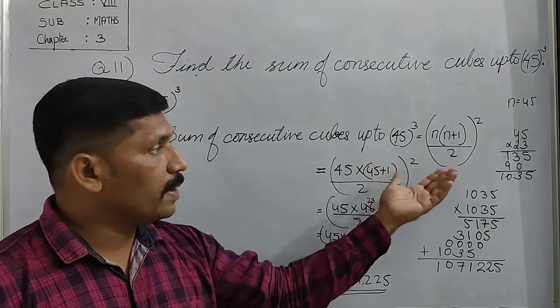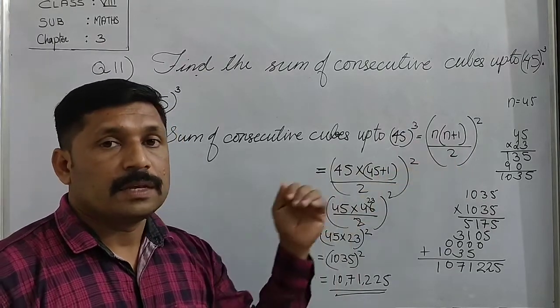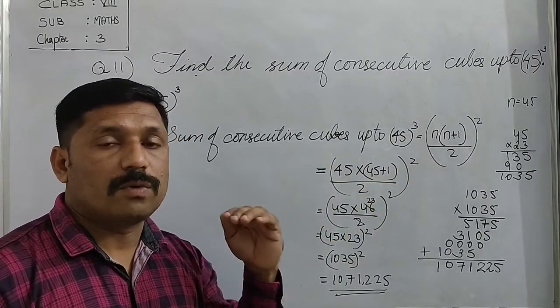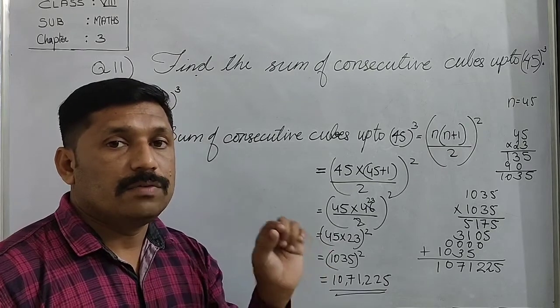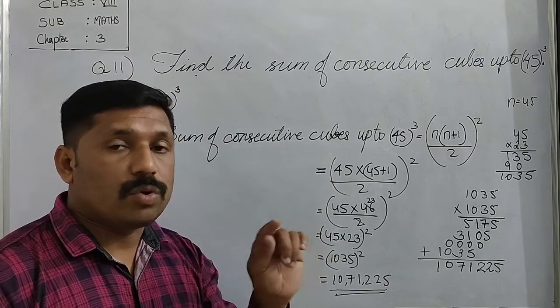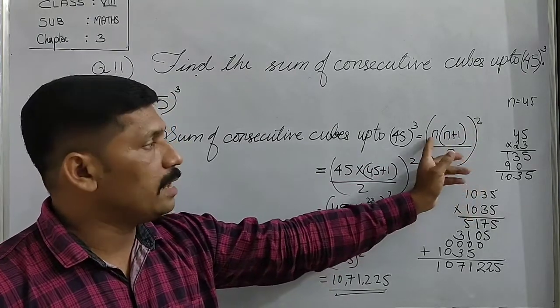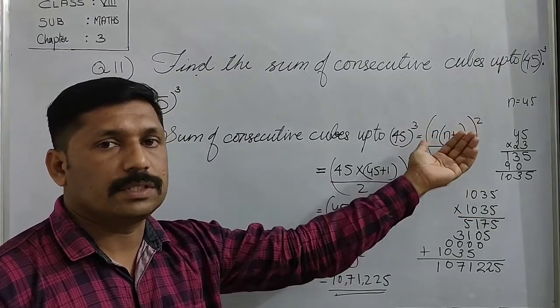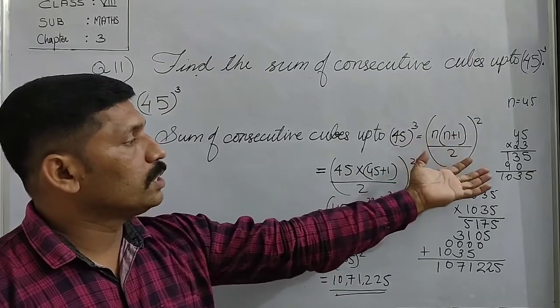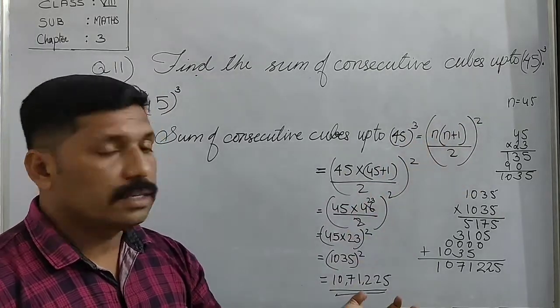This property says that the sum of the cubes of consecutive natural numbers will be equal to the square of their sum. That is why we have taken the square of these numbers, and that means it is for natural numbers, any natural numbers. So using this formula we can directly find out that answer.